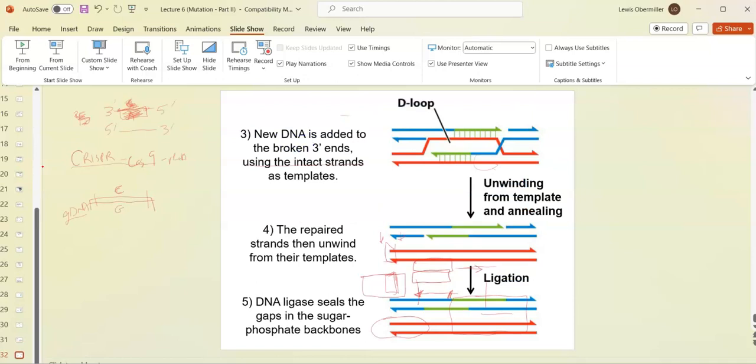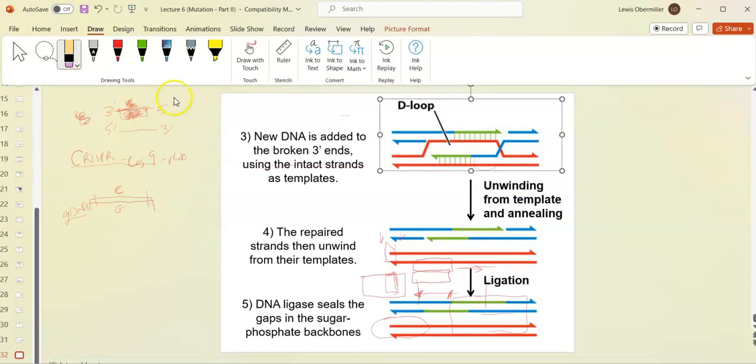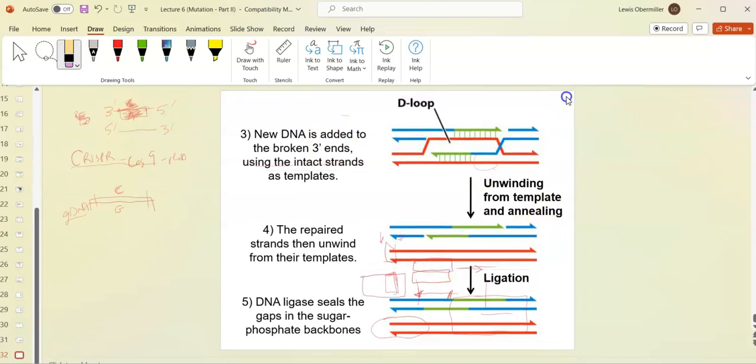I don't know why that's transferring over to the next slide, but let me erase this. Oh, maybe I can't. All right, whatever. I'm just going to go on.